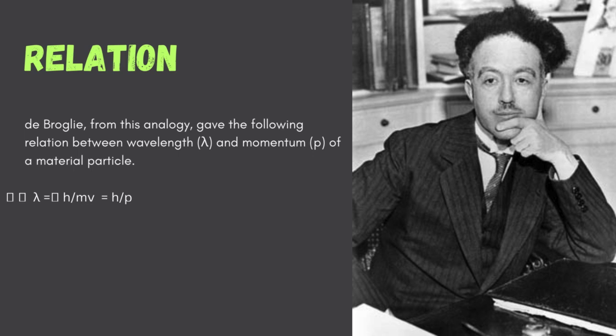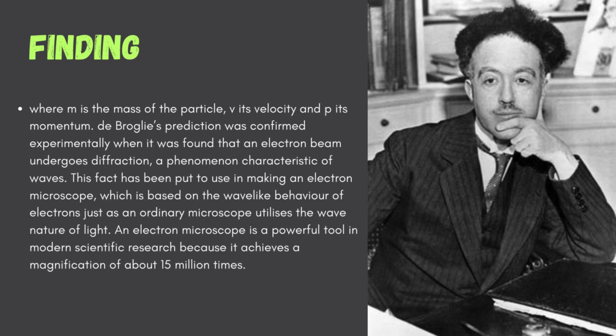De Broglie, from this analogy, gave the following relation between wavelength, lambda, and momentum, p, of a material particle. Lambda equals h divided by mass into velocity equals h divided by momentum, where m is the mass of the particle, v its velocity, and p its momentum.